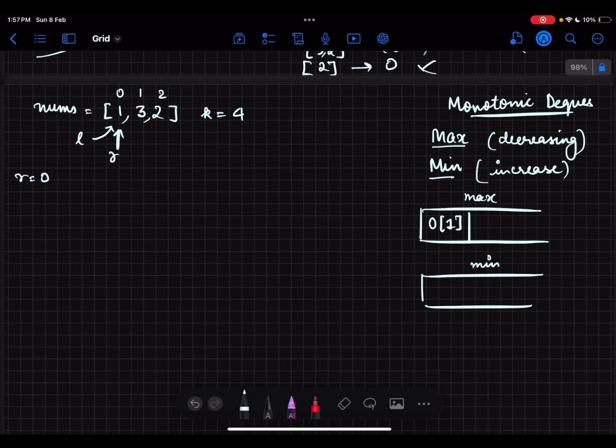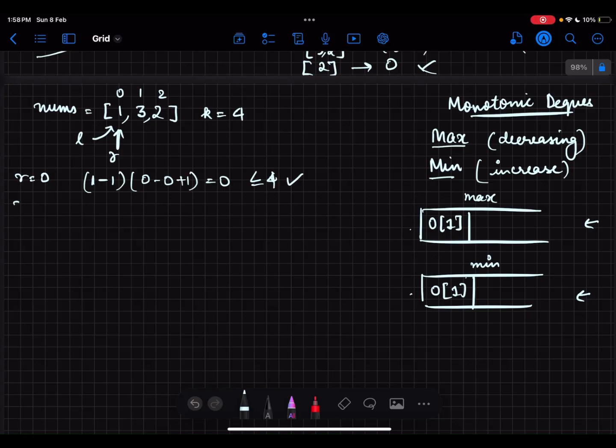So when R is 0, we check our max and min deques, and since they are empty, we push the index. Adding values in both deques happens from the back, and while checking the max or min values, we check the front values. So now calculating the cost at R is 0, the maximum being 1, the minimum being 1, results in 0, which is less than or equal to 4, and hence this is valid.